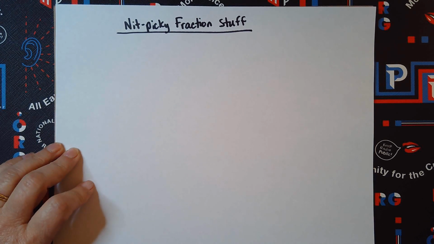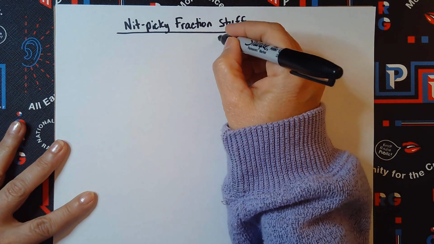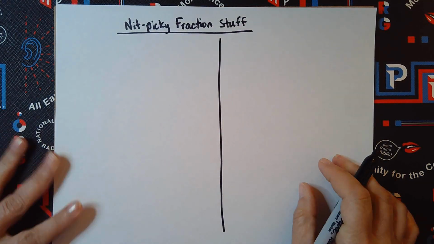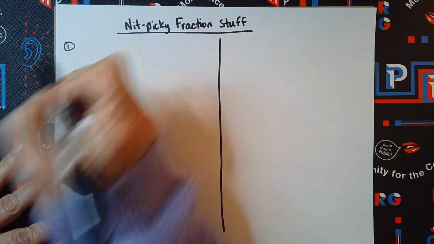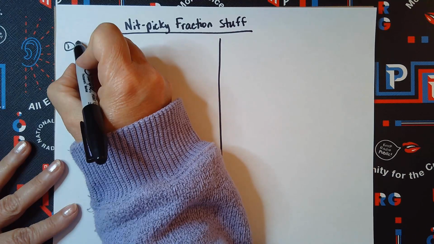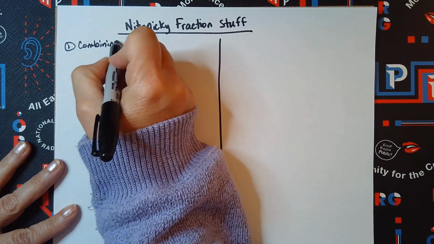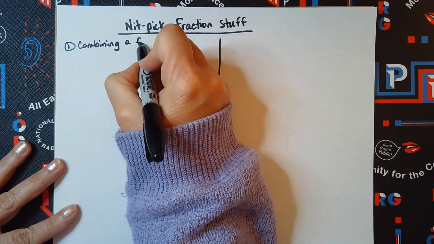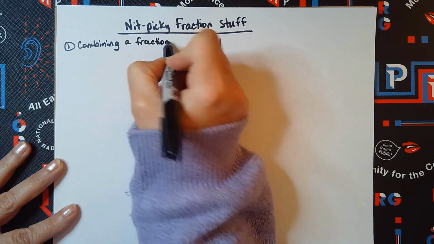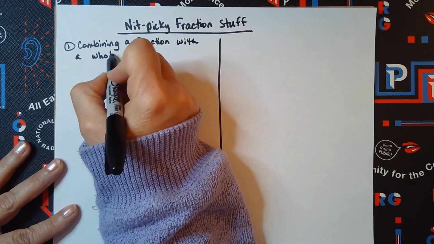Hello, everyone. This is your video, which is going to talk about two different nitpicky fraction situations. So the first nitpicky fraction situation that I want to talk about is combining in any way, shape, or form a fraction with a whole number. And let me show you what I mean.